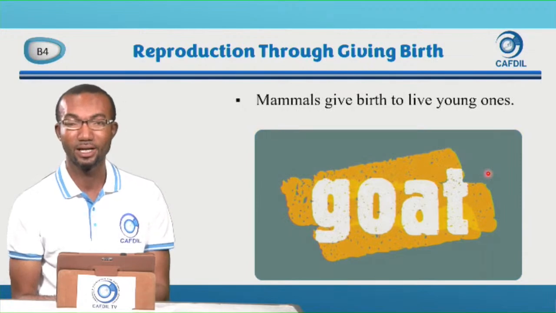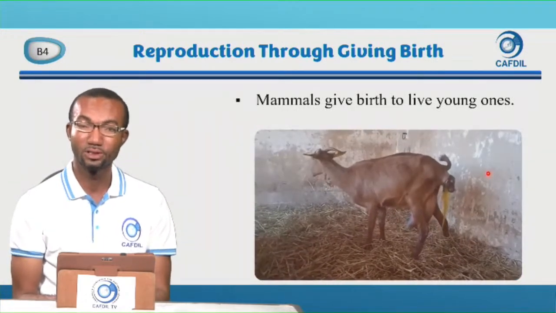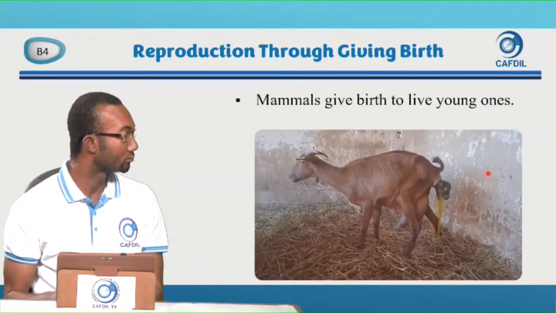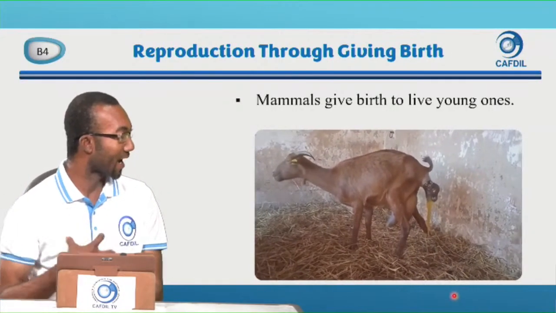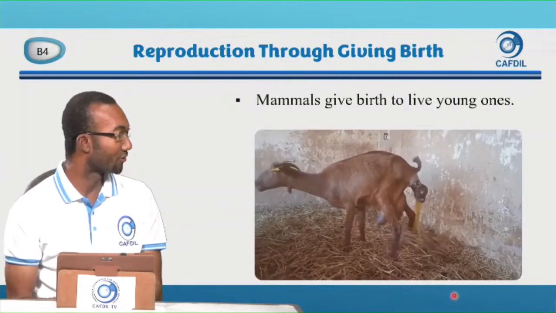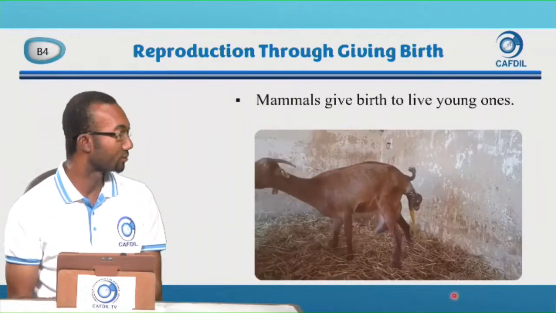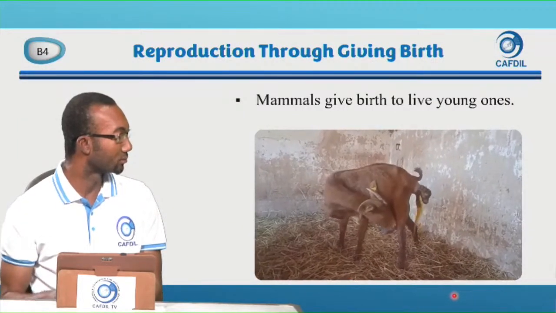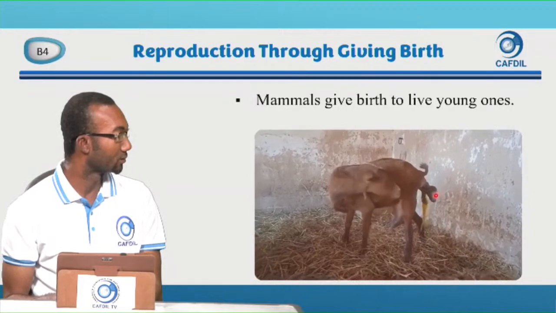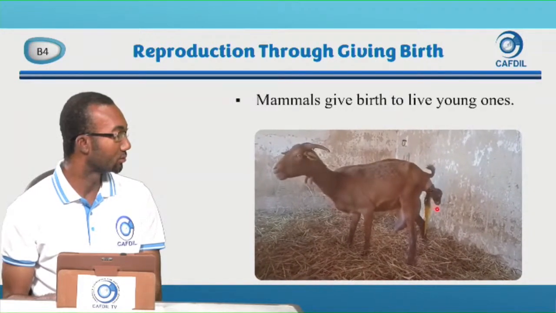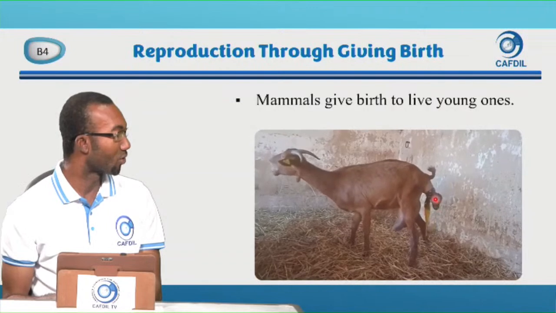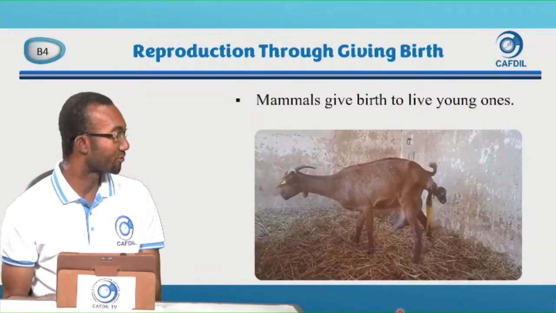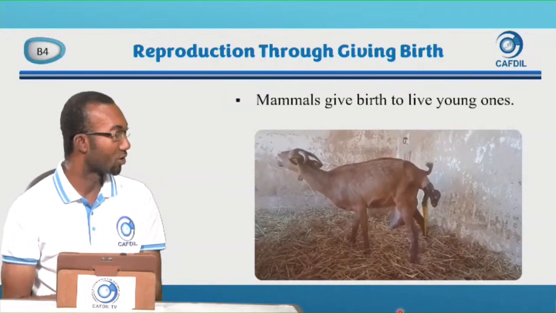Let's look at other animals. The first one is goat. So let's watch the goat. The goat too is giving birth. So you see the goat coming out from the body of the mother, and that is what we call giving birth. So you see the goat coming. That's the goat here coming from the mother's womb. And this is what we call giving birth. The goat coming from the mother's womb is what we call giving birth.